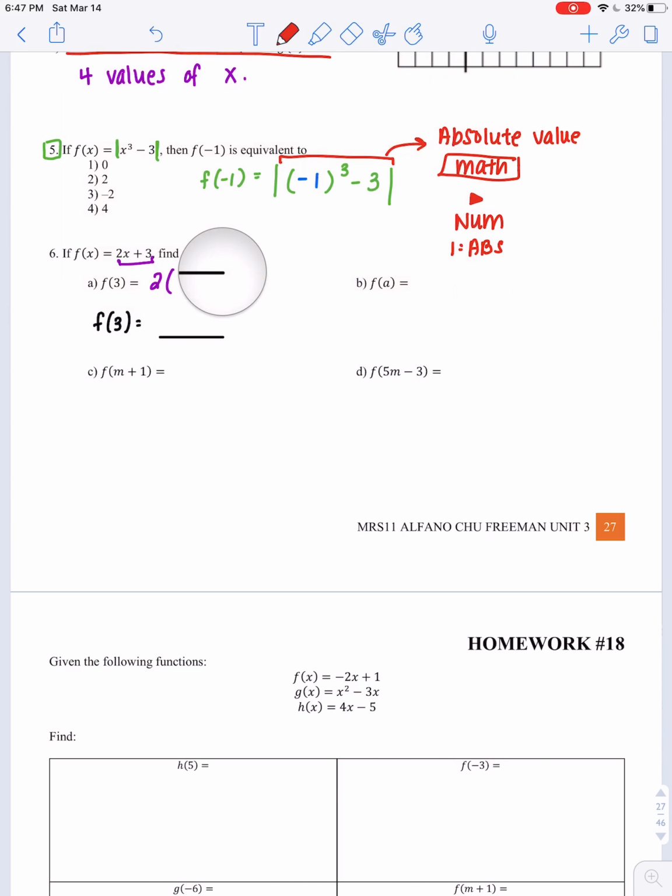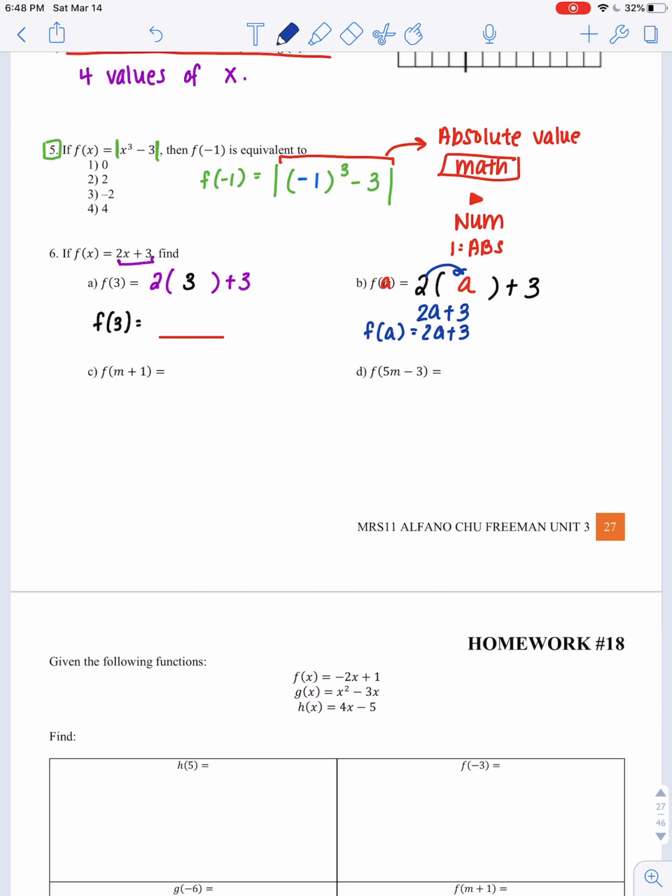Okay, wait. This part, look. Here's something new now. I'm plugging in a variable. We've never done that before, but it's the same exact thing. f of a. So the first thing I'm going to do is copy this over and put parentheses where my x is. But instead of x this time, I'm plugging in a. Okay, so now let's distribute. This is 2a plus 3. There are no like terms to combine, so f of a is equal to 2a plus 3.